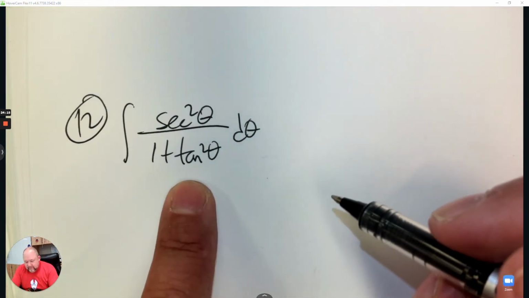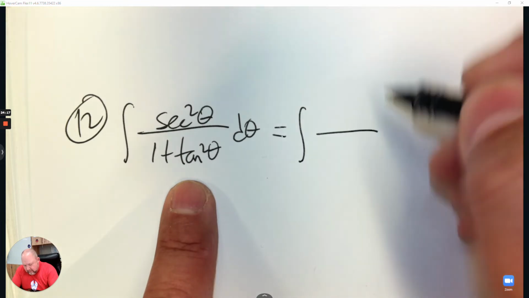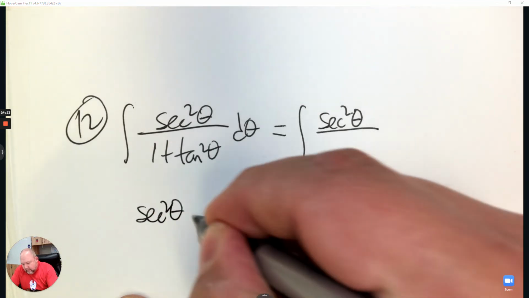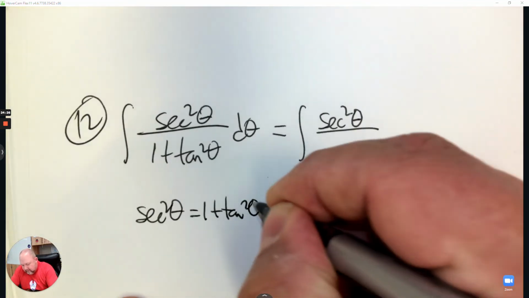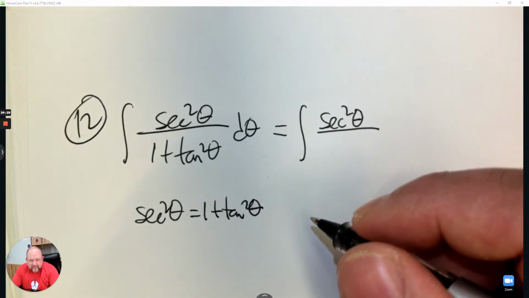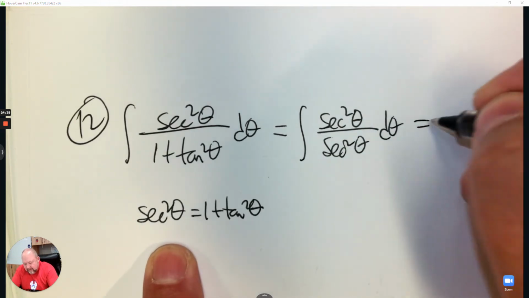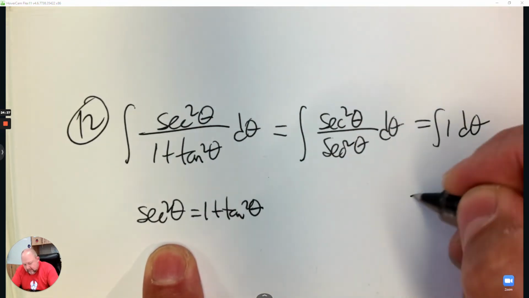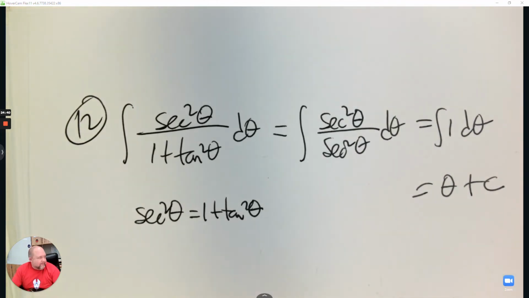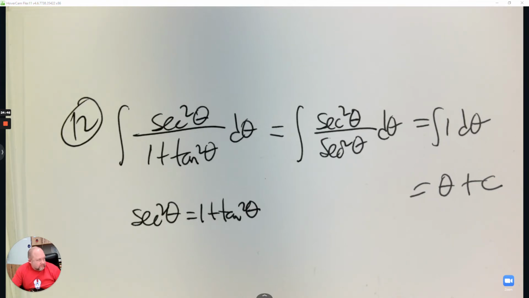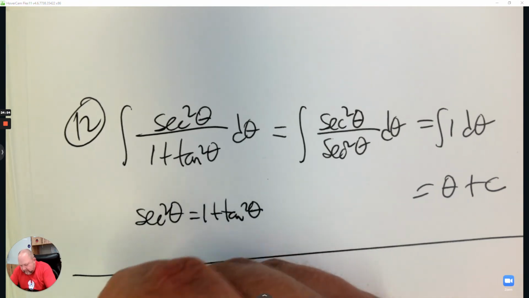So the denominator is actually a trig identity. Secant squared is equal to 1 plus tangent squared theta. That's a trig identity. So we can replace it with secant squared and then recognize that that is just 1, and then you can integrate it. Well, that's an interesting way. I don't want to do the other method. That's way more involved. Number 13.